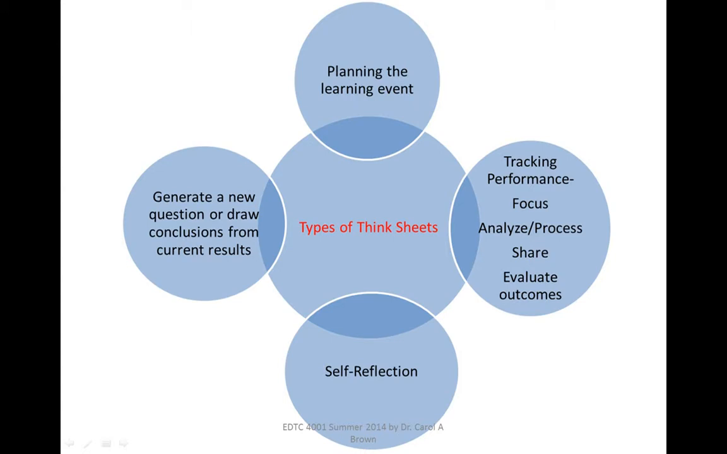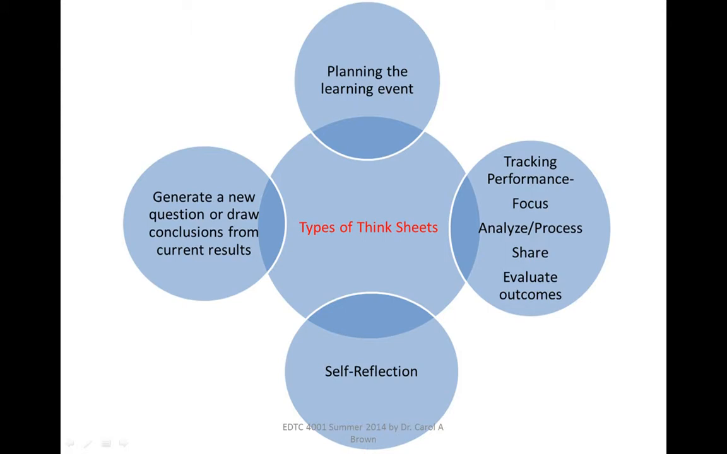This model shows the different types of or purposes for a Think Sheet, and you can see like planning the learning event, which would be something like writing a lesson plan, but it's more about the processes involved than a formal lesson plan. It's about tracking student performance. It's about bringing people's thinking into focus, analyzing information, evaluating outcomes. You would use Think Sheets for all these kinds of things.